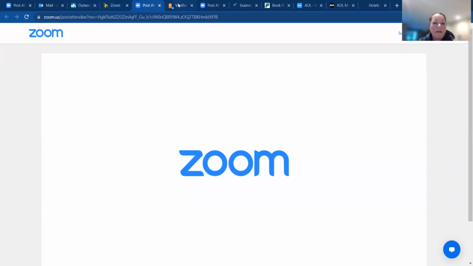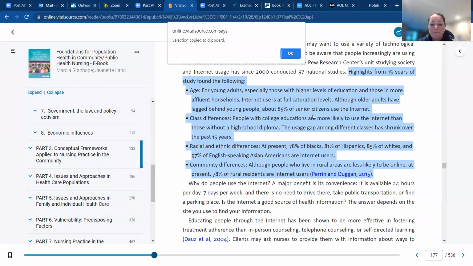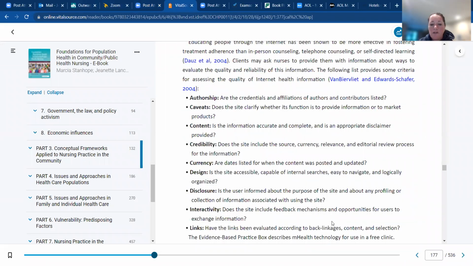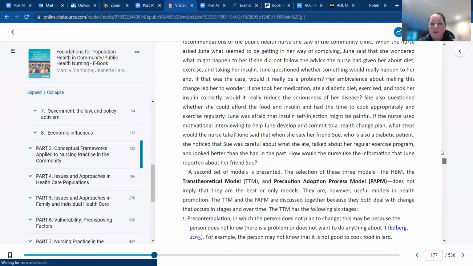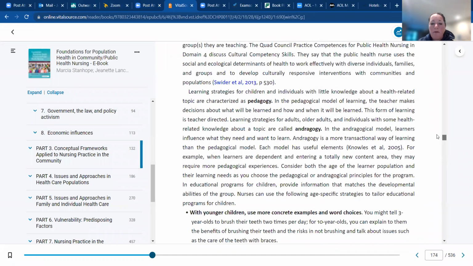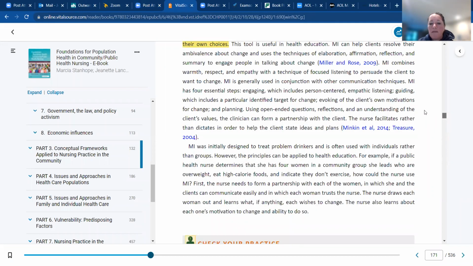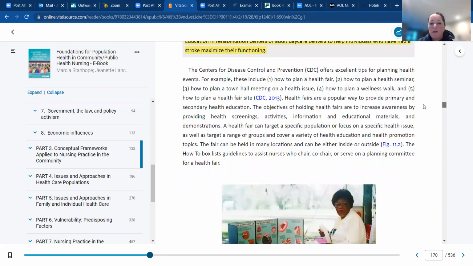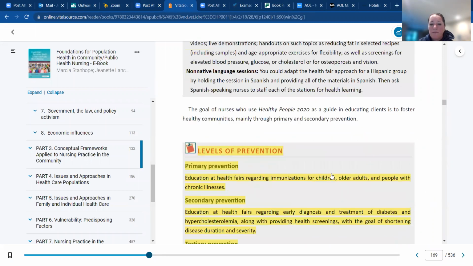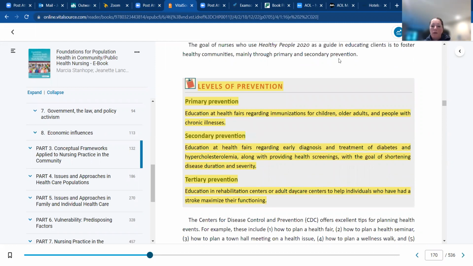All right, and here we're going to take a look at the things that we looked at, use of technology in healthcare. I wanted to draw your attention to our Healthy People 2020 and primary, secondary, and tertiary focus that we looked at in this chapter. And if you did your reading, here we go. Oops. Here we look at our Healthy People 2020, and we're going to be educating here. So our primary prevention is going to be educating at health fairs regarding immunizations for children, older people, and those with chronic illnesses, right? Because we're educating, it's before we have a problem.